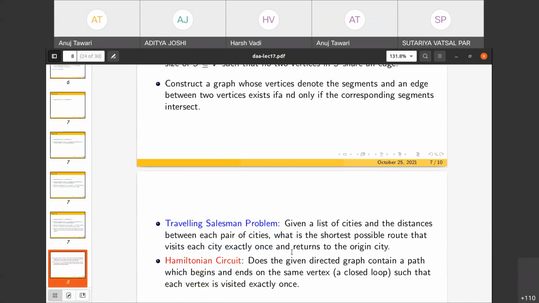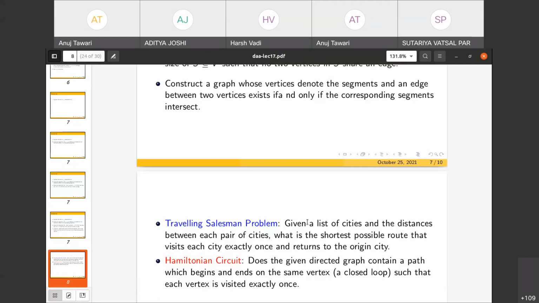So another example of reductions is we are given this traveling salesman problem. Given a list of cities, there is some salesman who has to travel from city to city, and you are given the distances between each pair of cities. And the question is, what is the shortest possible route that visits each city exactly once and returns back to the origin city?